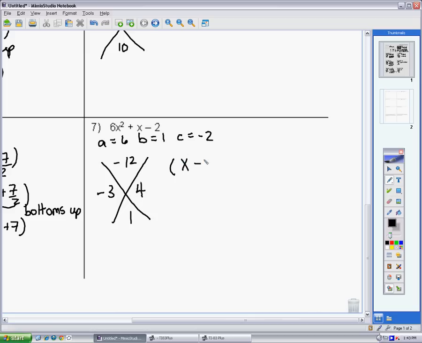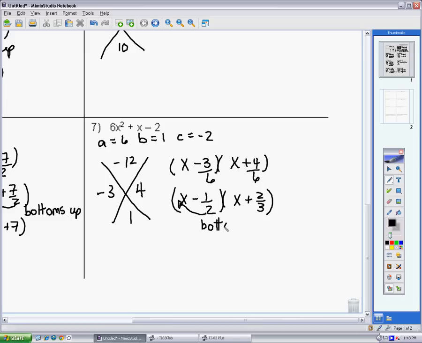So I'm going to write x minus 3 times x plus 4, and I'm going to divide by my leading coefficient, which is A, or 6. And now I'm going to reduce. So I get x minus 1/2 and x plus 2/3. And the numbers on the bottom move up in front of x. So I'm going to perform bottoms up. And that 3 will go in front of the x. So my factors are going to be 2x minus 1 and 3x plus 2. And these multiply out to equal 6x squared plus x minus 2.